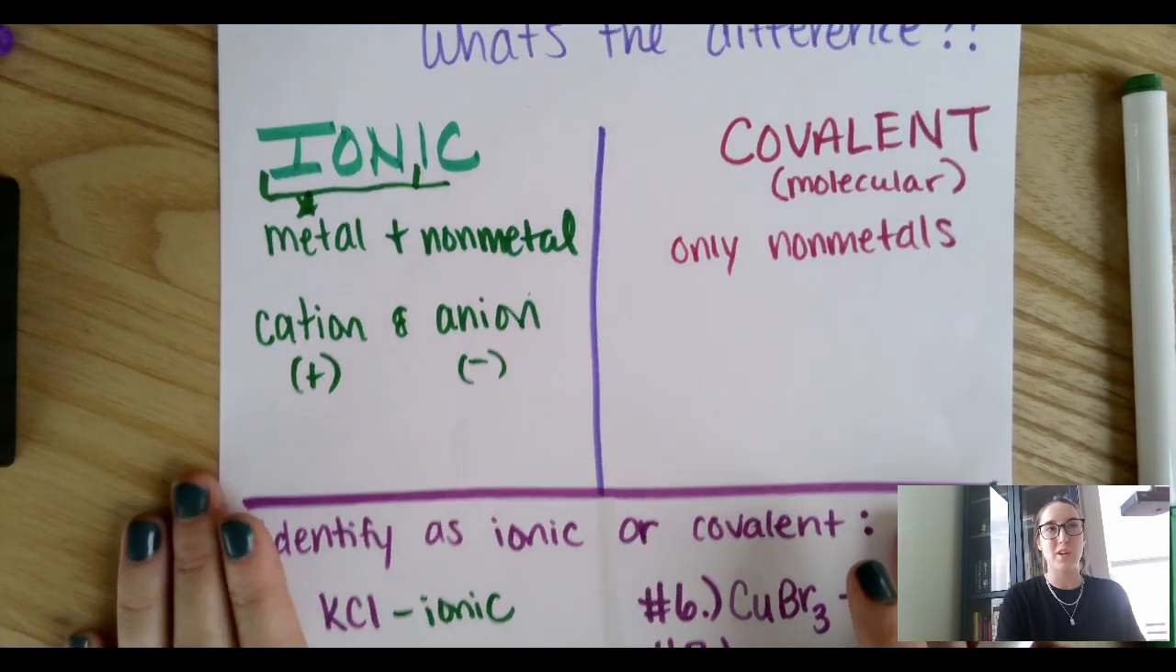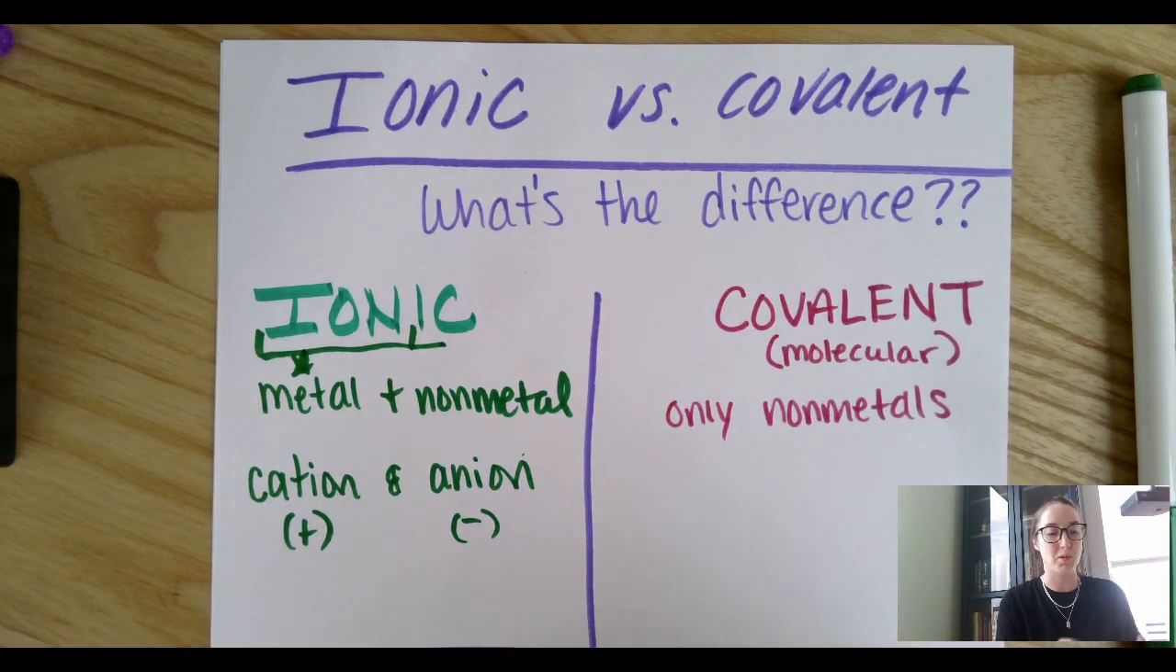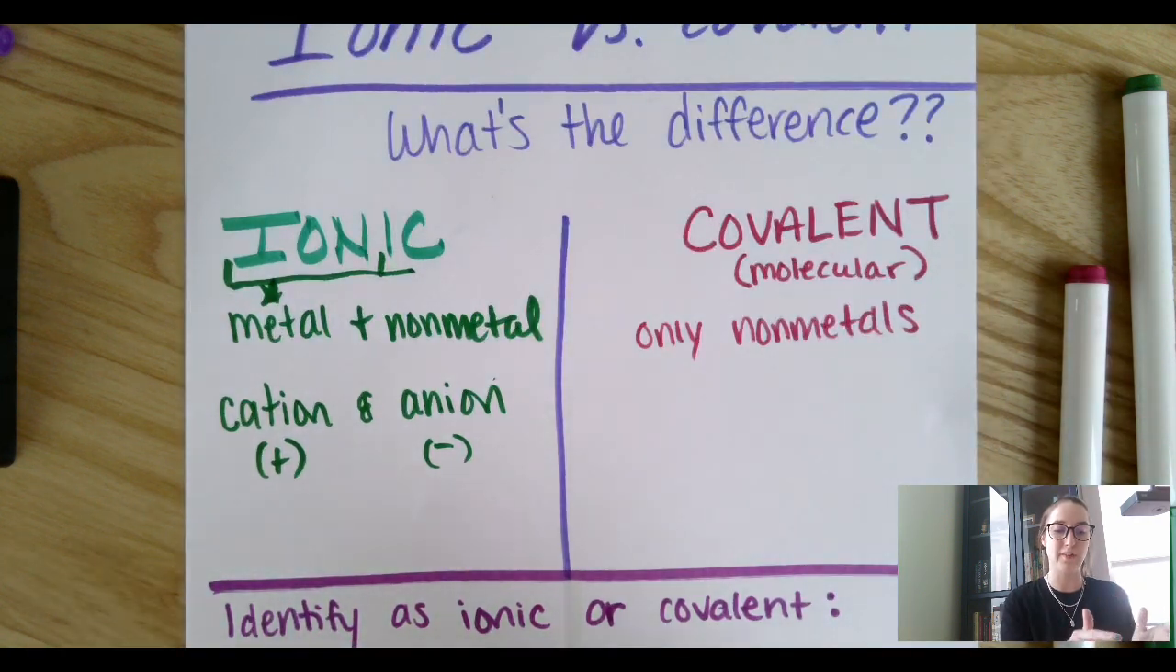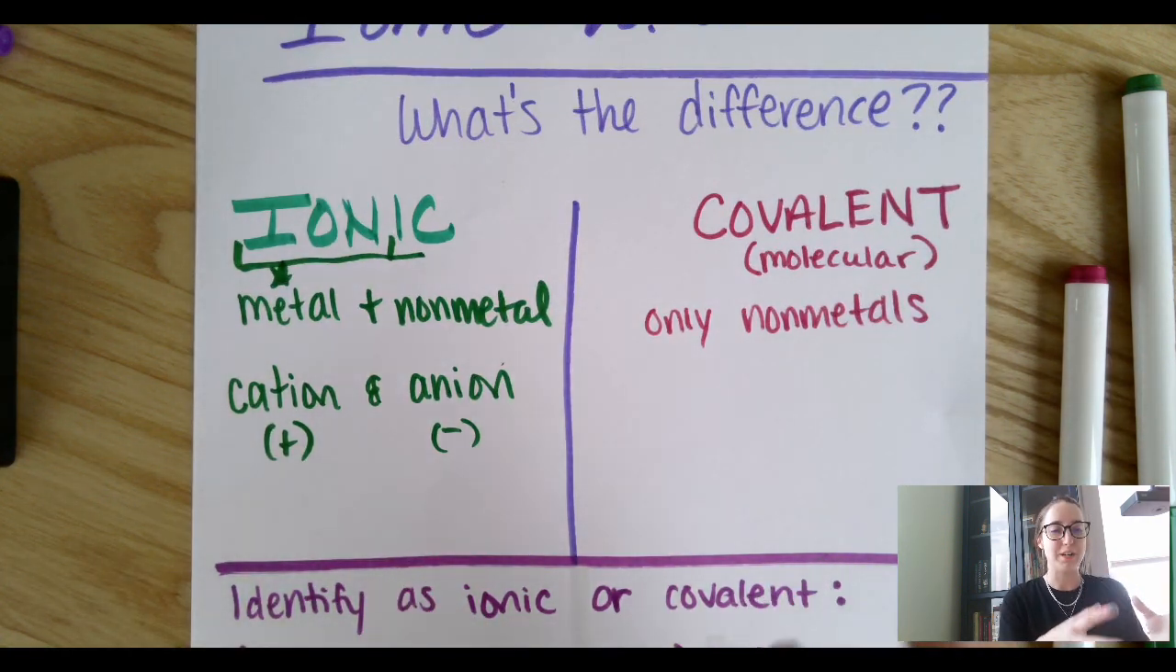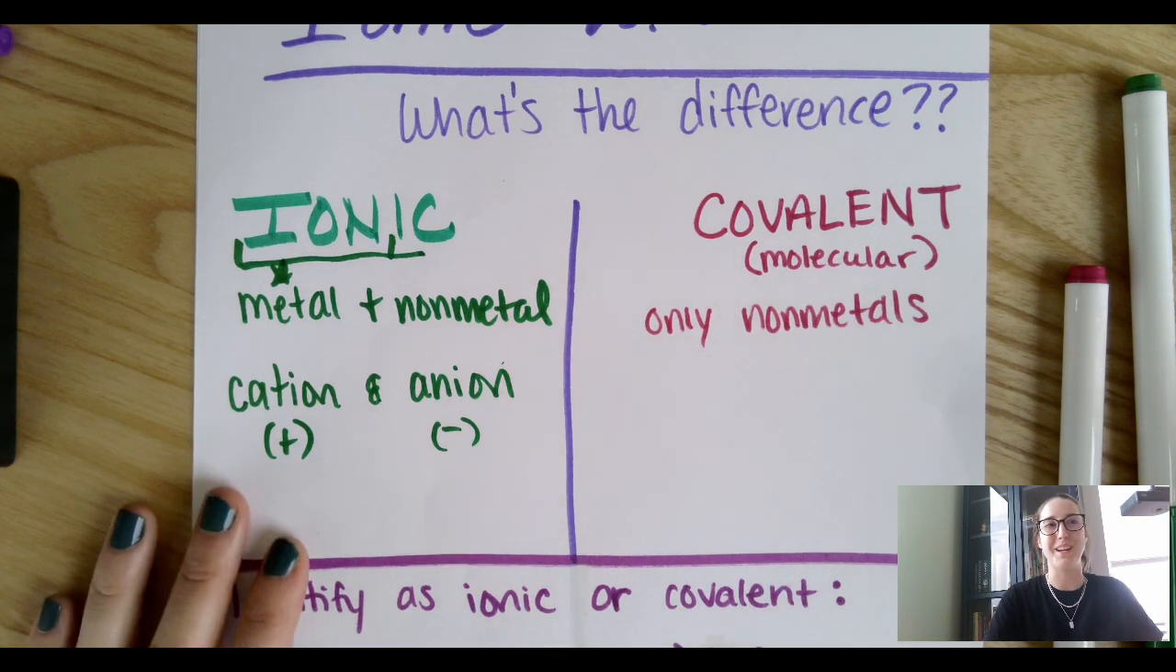There are other ways also that your teacher might ask you to know the difference between ionic and covalent. That could be by calculating the electronegativity differences, and that would be a video for another time. But this is just very straightforward, based on what's there, understanding fundamentally the difference between an ionic and covalent bond.